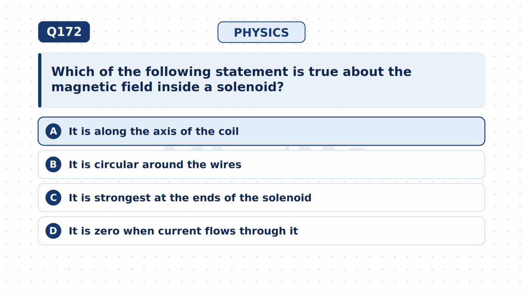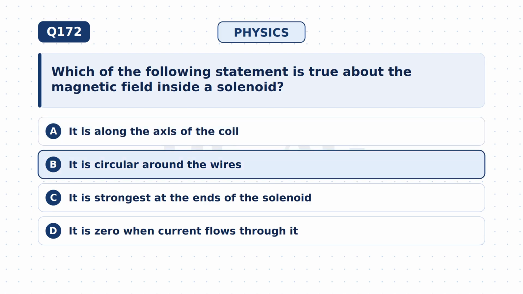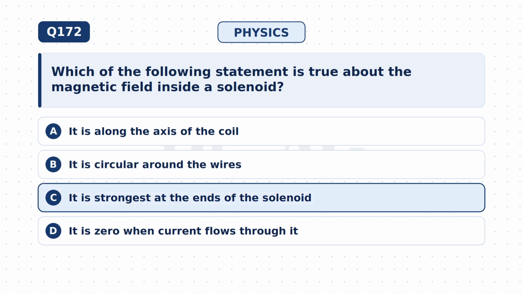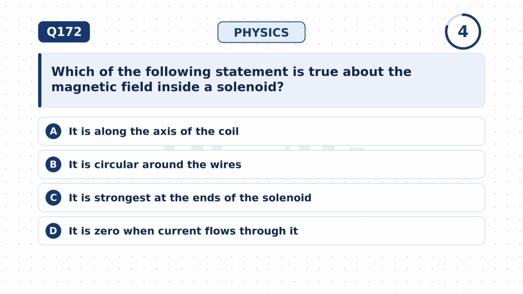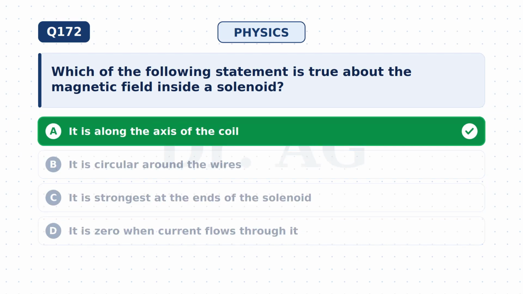Option A, it is along the axis of the coil. Option B, it is circular around the wires. Option C, it is strongest at the ends of the solenoid. Option D, it is zero when current flows through it. The correct answer is A, it is along the axis of the coil.